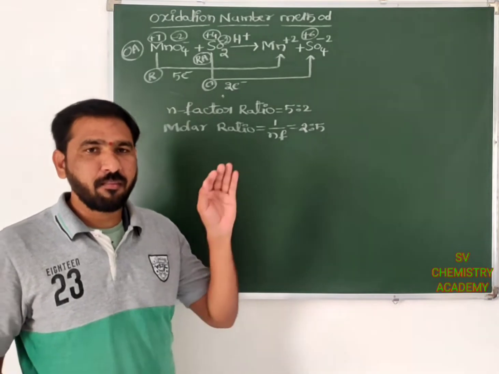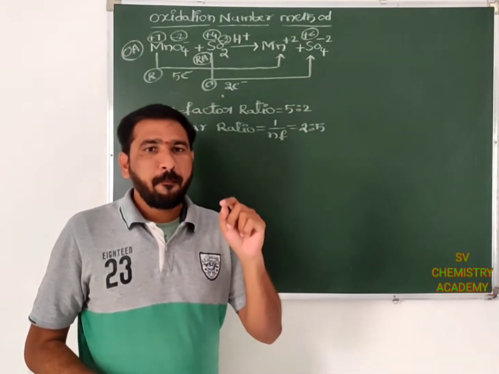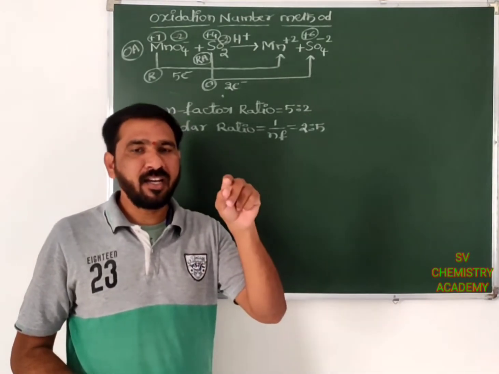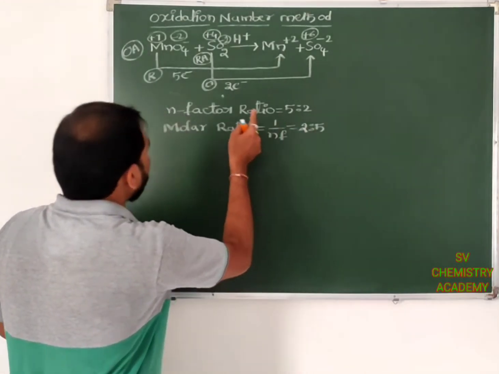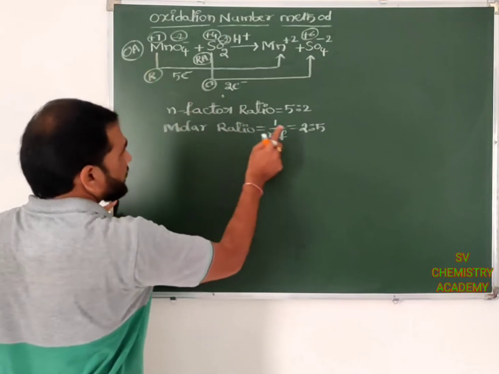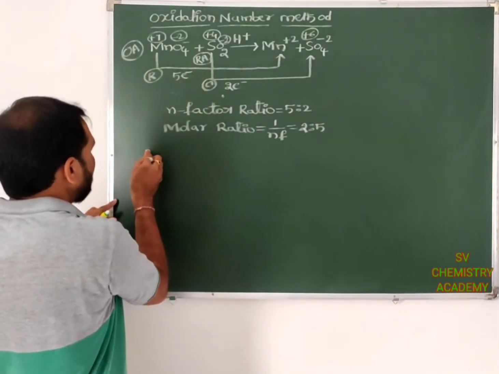After completion of this third step, then coming to the next step: balancing of atoms other than oxygen and hydrogen. So this 2:5 we can apply to the reactant side first. 2 moles of the first reactant, 5 moles of the second reactant, that we can write here.